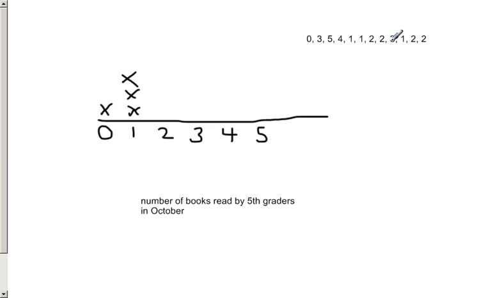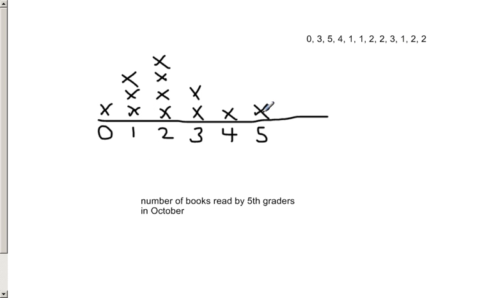I see 1, 2, 3, 4. So I'm going to make 4 X's above 2, because that means 4 of my students have completed 2 books in October. I see 2 threes, so I make 2 X's. I see 1 four, and I see 1 five. So again, my numbers at the bottom represent the number of books that have been read, and my X's represent my data. How many students have read that number of books?